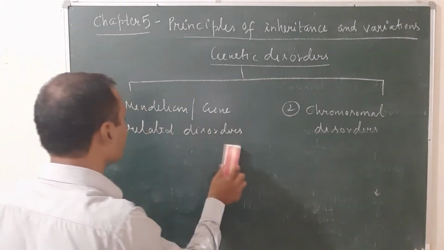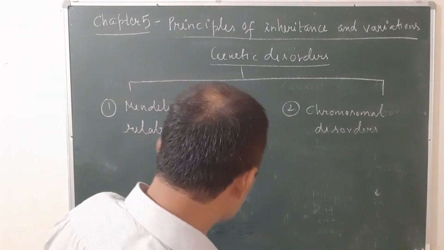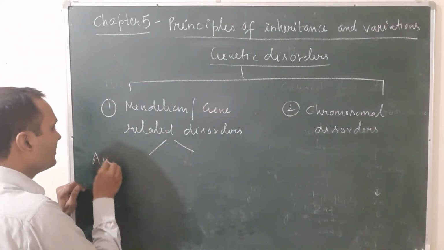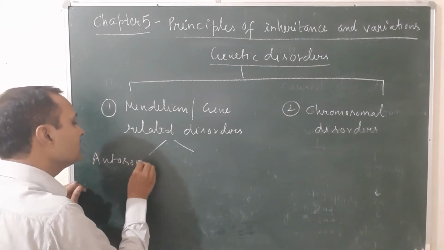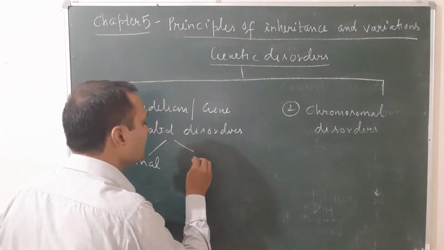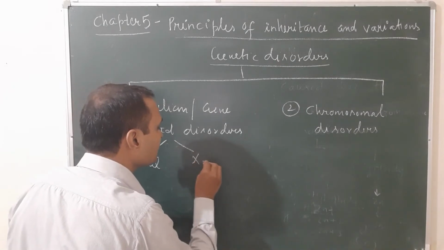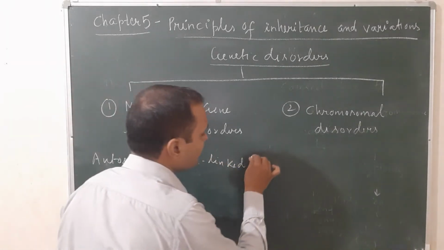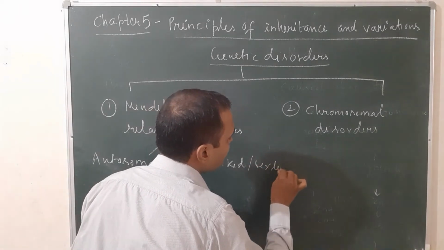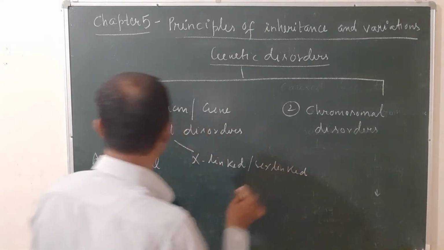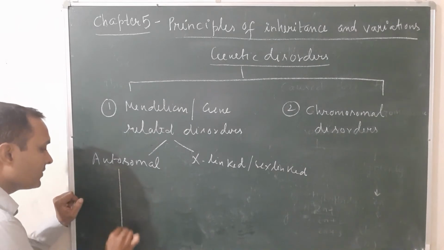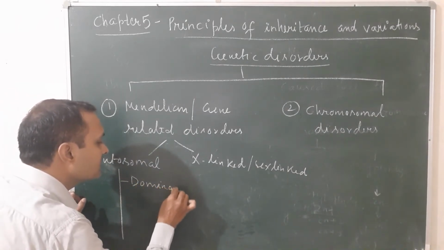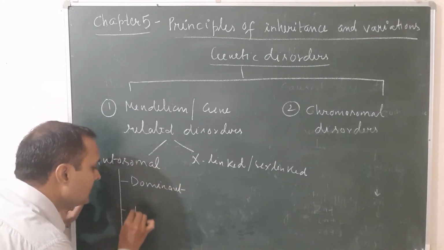So gene-related disorders are further classified into two types. First one is known as the autosomal disorder, and second one is known as the sex-linked or X-linked disorder. Sex-linked disorders are further classified into two types. First one is known as autosomal dominant, and second one is known as autosomal recessive.